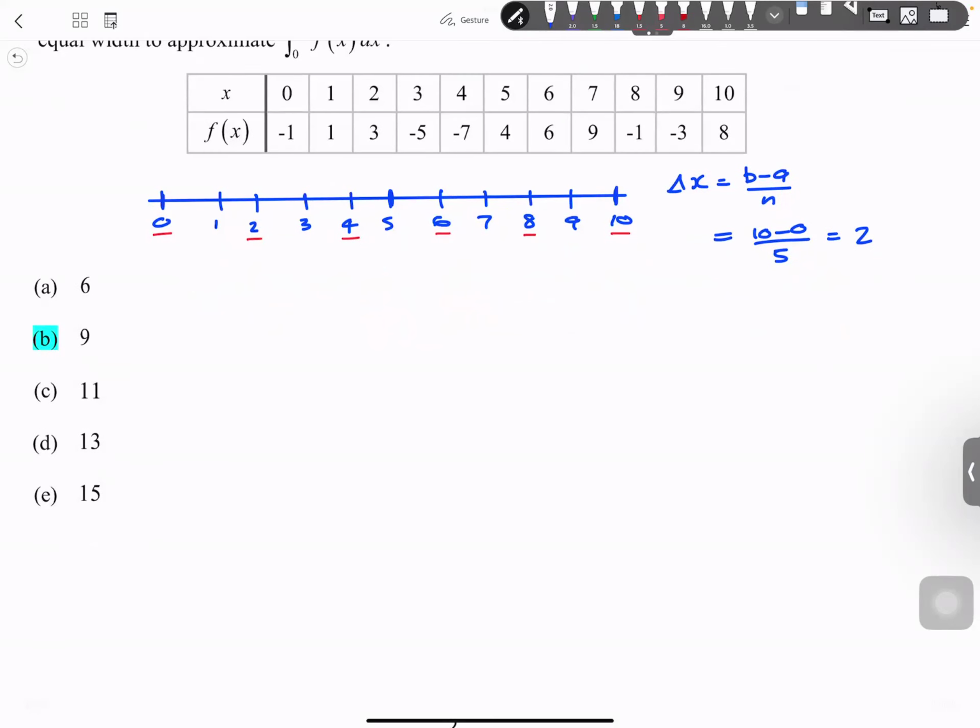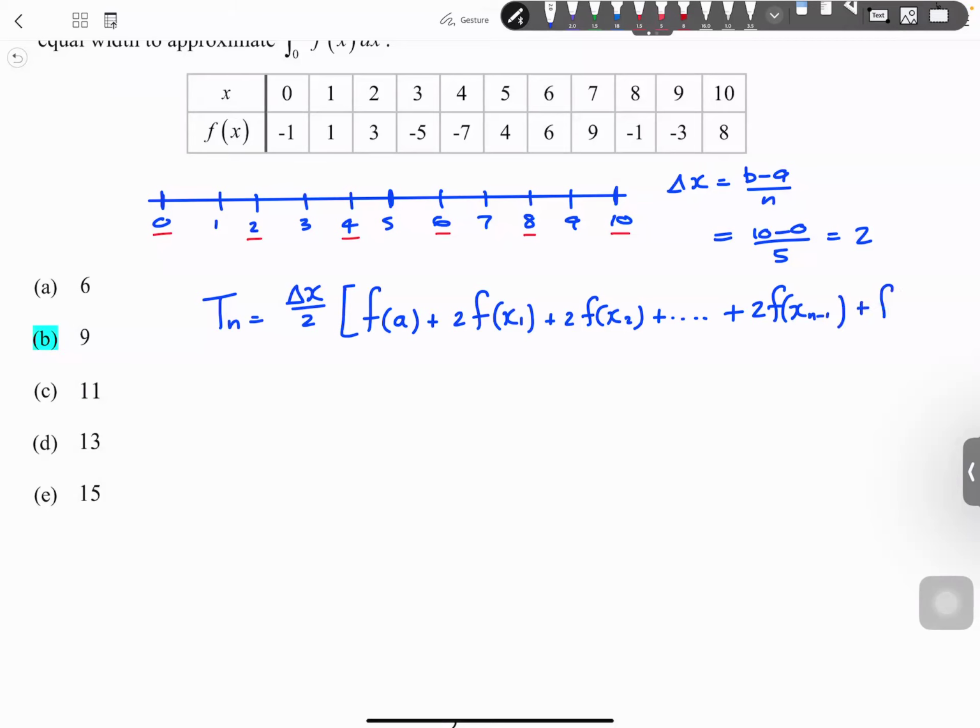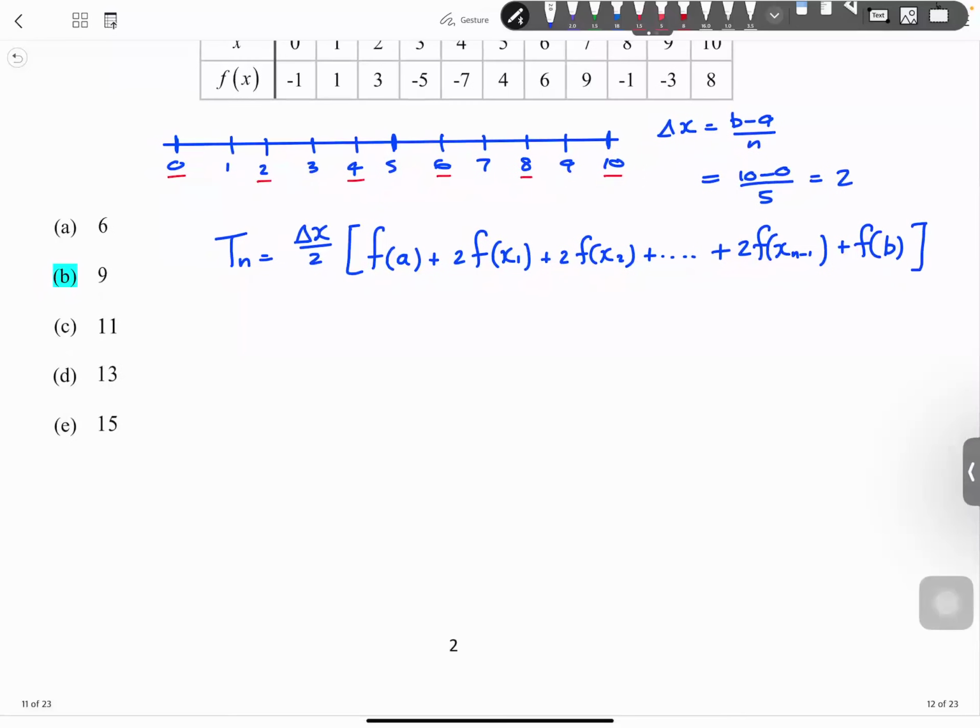All right, so the trapezoidal rule, just in general, T sub n is delta x over 2 times the function evaluated at the very left-hand endpoint a, plus 2 times f of x sub 1, plus 2 times f of x sub 2, plus all the way up to 2 times f of x sub n minus 1, plus f of b. That's just the formula. So let's plug in there.